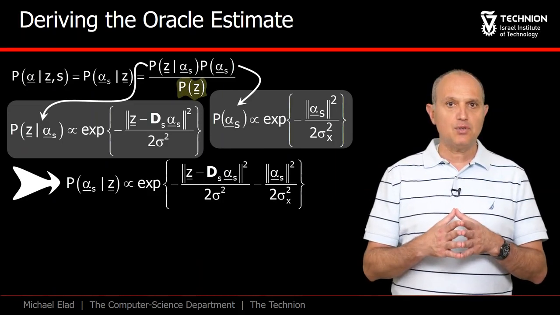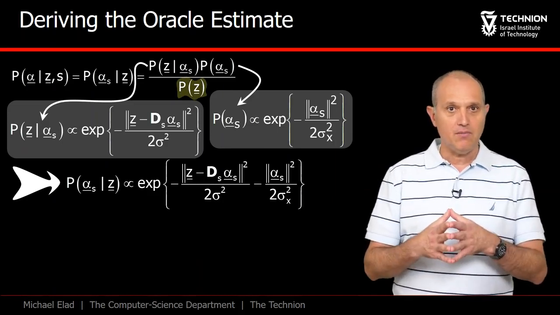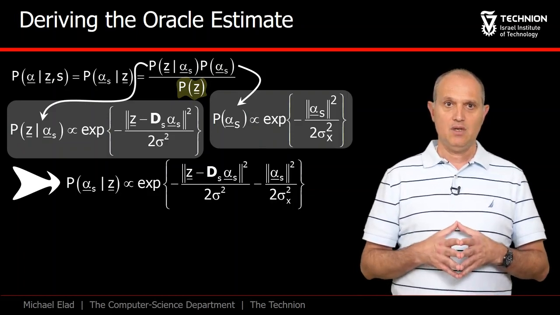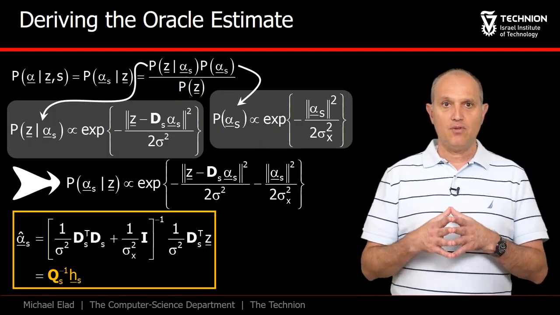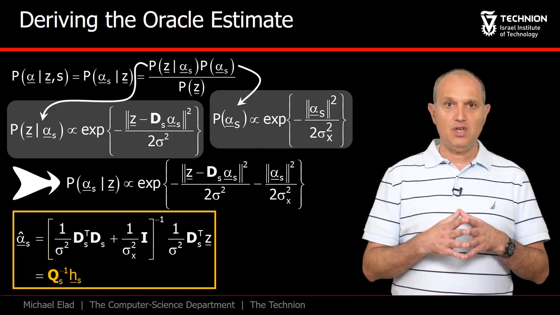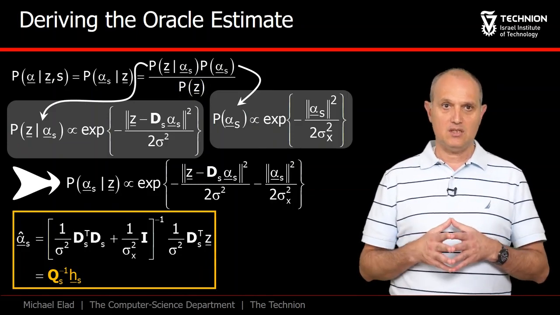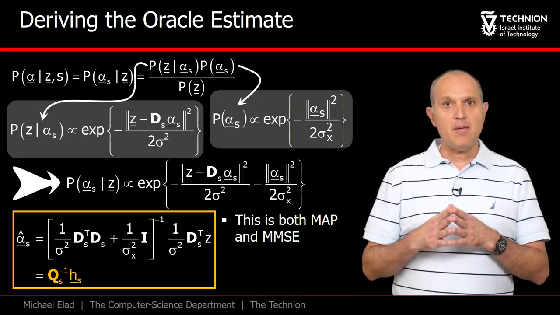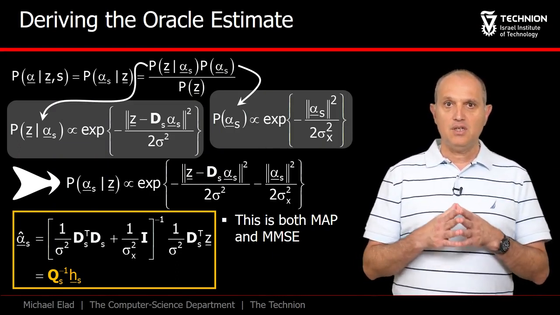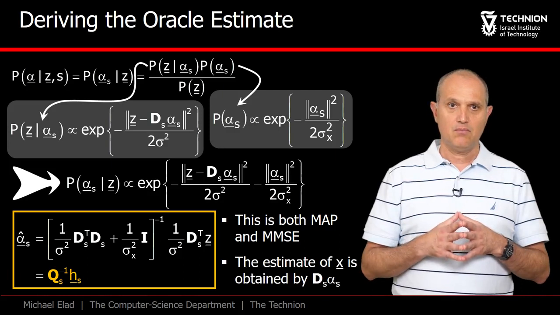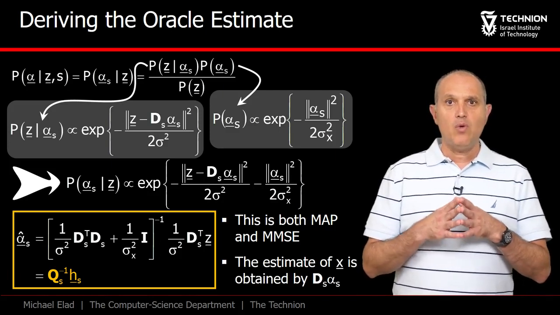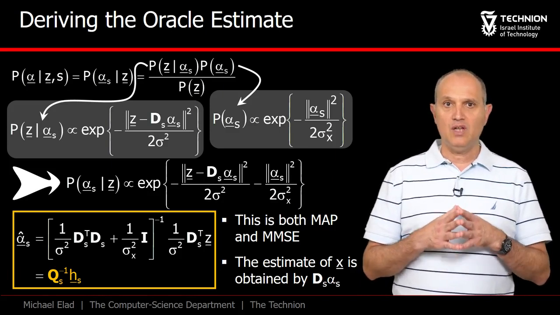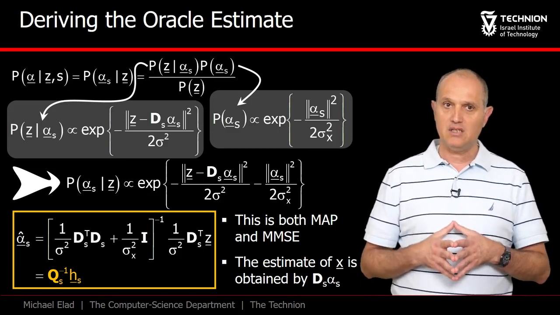This PDF is Gaussian as well, and its peak or mean are both the MAP and MMSE estimations of alpha_s. Here is the expression we get for this estimation. Observe the notations for h_s and Q_s. So to summarize, this formula is both the MAP and the MMSE in the oracle case, since its PDF is symmetric. By the way, what if we are after the estimation of x and not alpha_s? All we need to do is to multiply the estimated alpha_s by D_s.